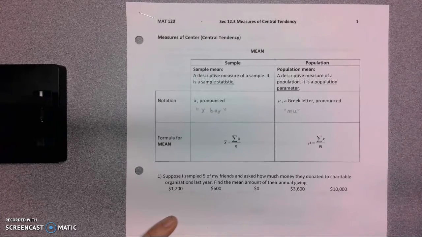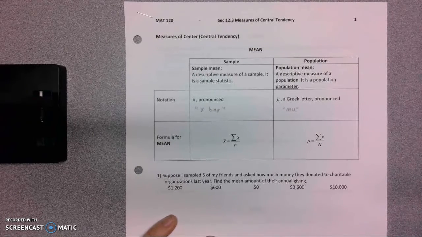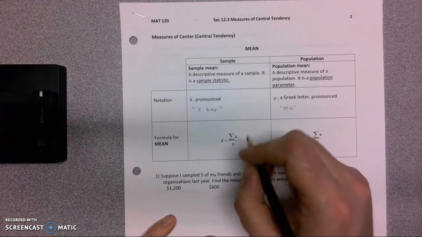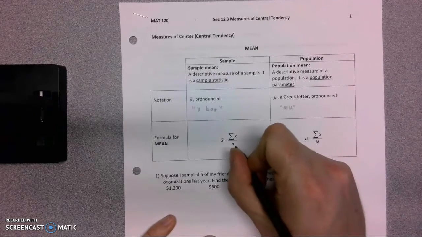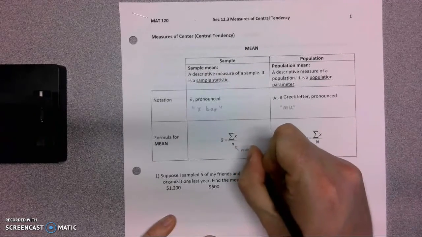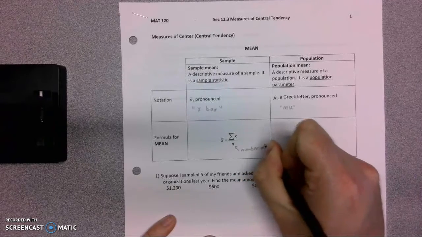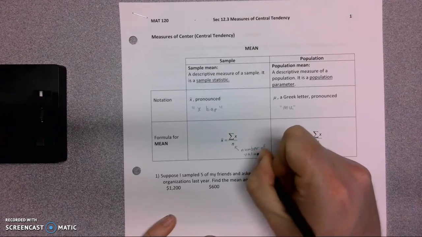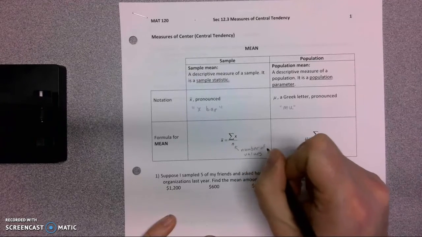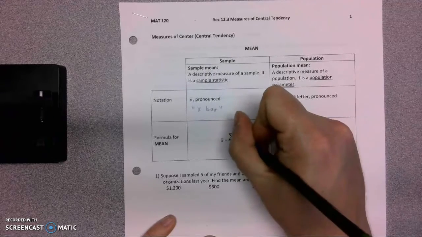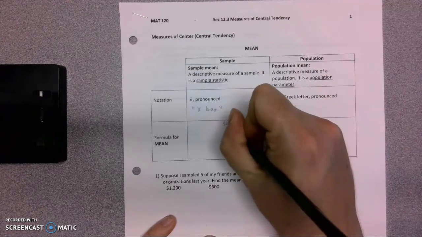Okay, so the formula for the mean looks pretty similar in both situations. The difference here that we haven't talked about yet is n is the number of values. And the top is the sum of all the data.